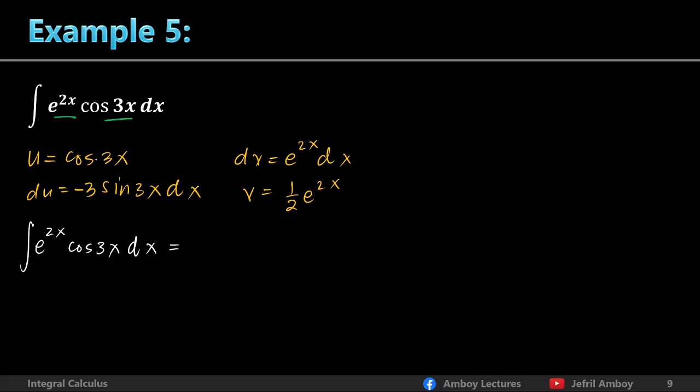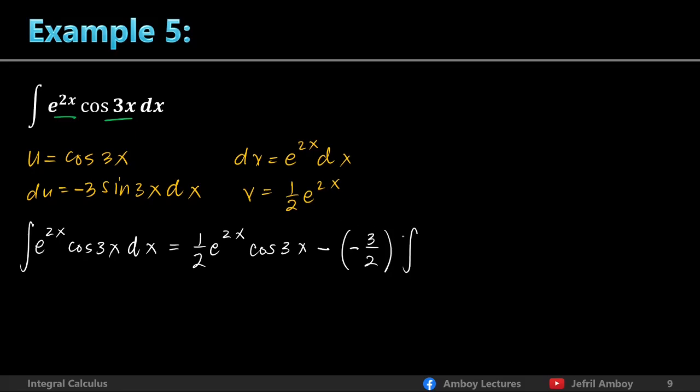So, kapag itong u at saka itong v pinag-multiply ko, magiging 1/2 times e raised to 2x multiplied by cosine of 3x, and then minus the integral of v du. Right? Okay. However, meron tayong ditong constants, 1/2 at saka negative 3. So, minus, magiging negative yon, negative of 3/2 na lang. Nilabas ko na siya. Tapos, integral of, di ba, v du yon?